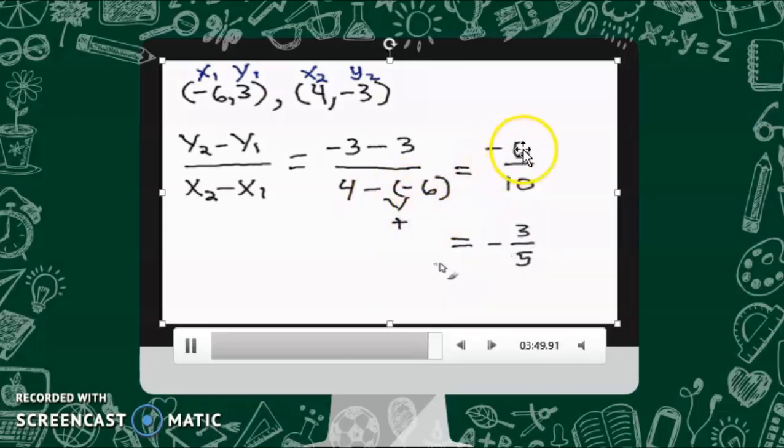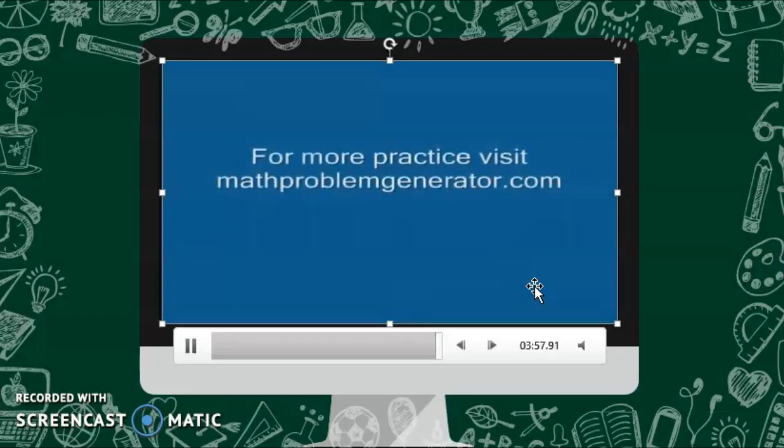When you work it out, you get -6 over 10, and when you simplify, you get -3 over 5. So you get back the same answer as you got with rise and run. So it's very simple. Alright, class? So let's move on.